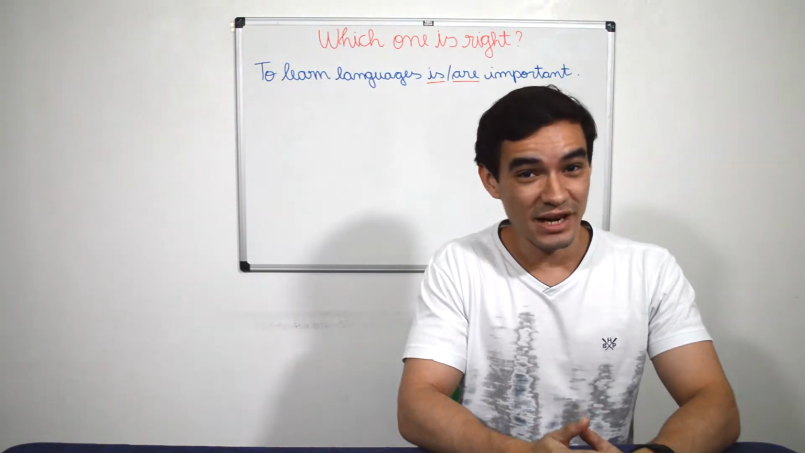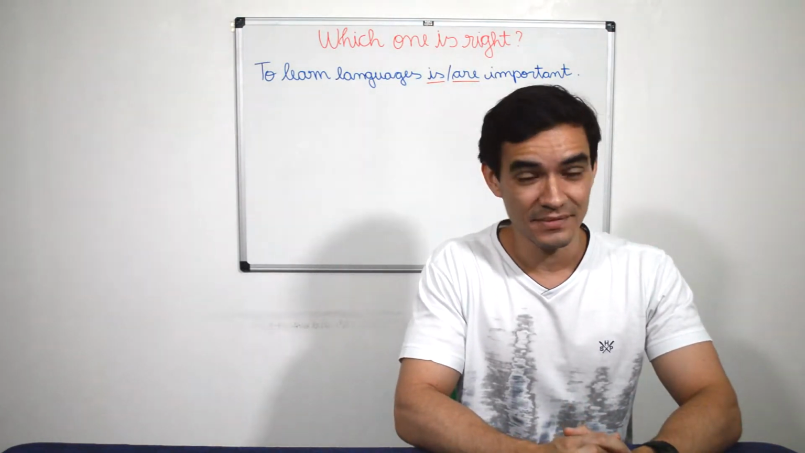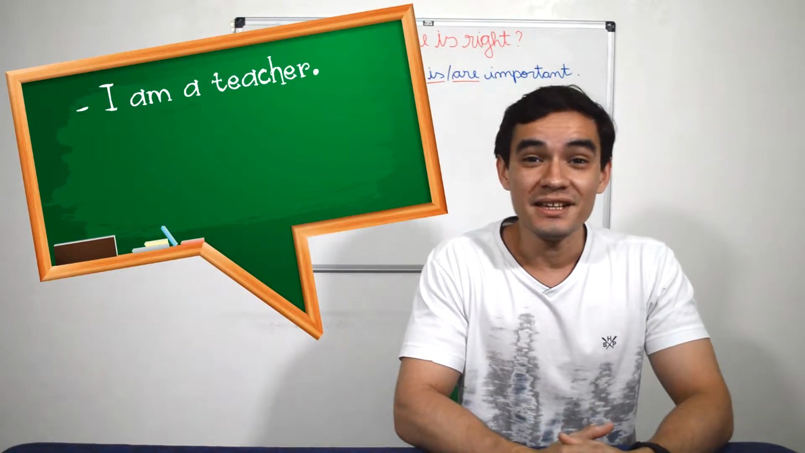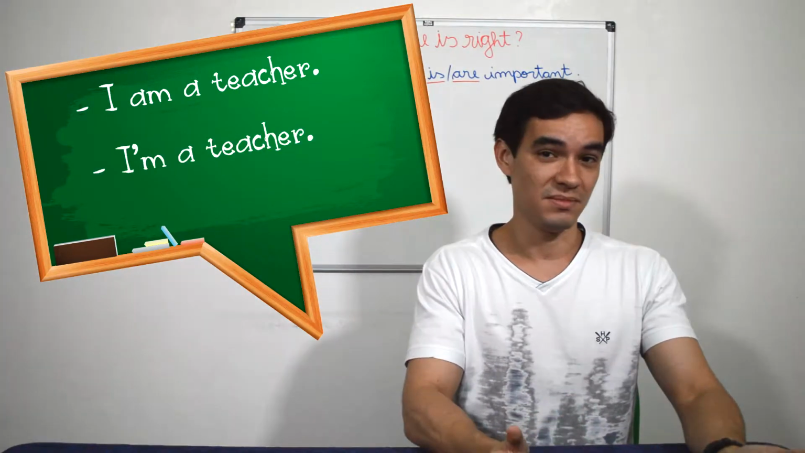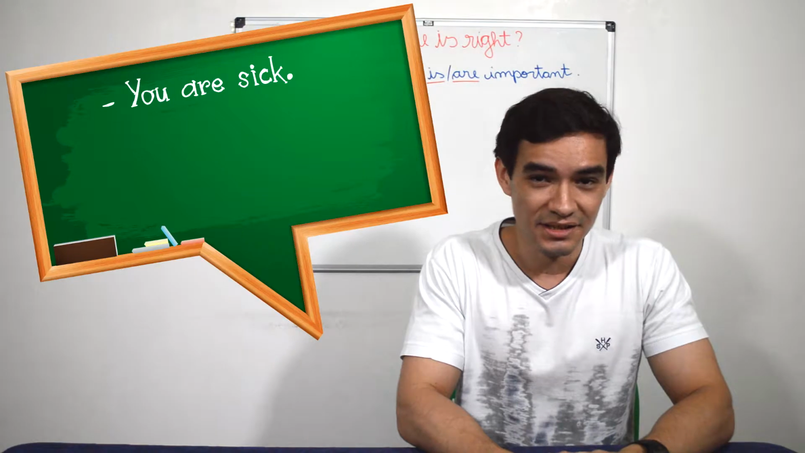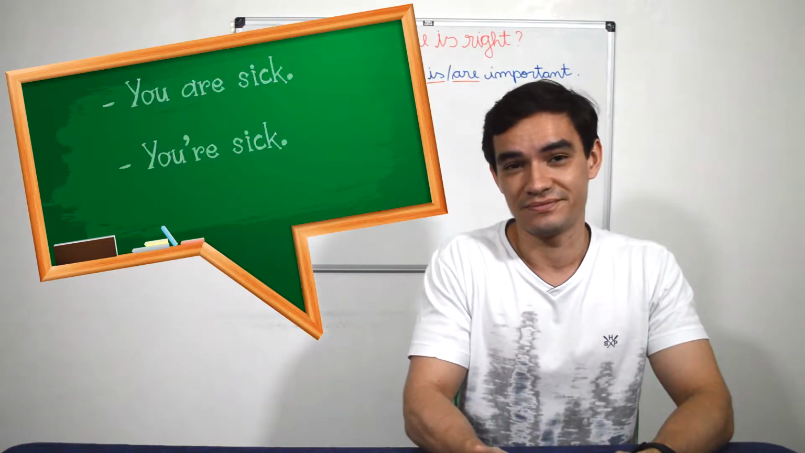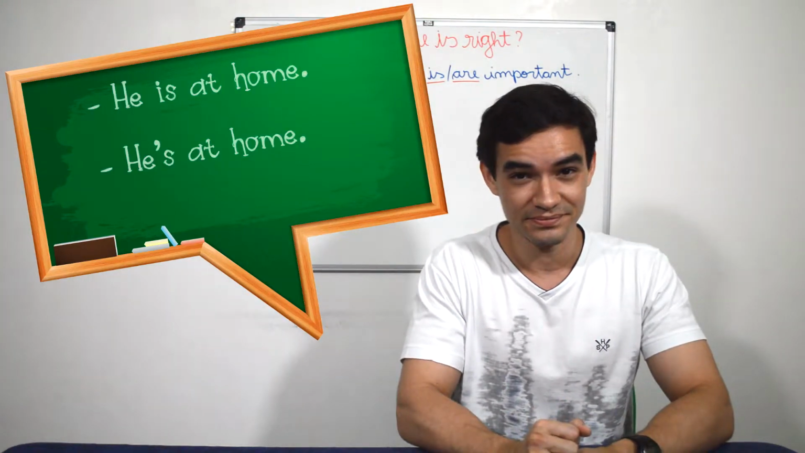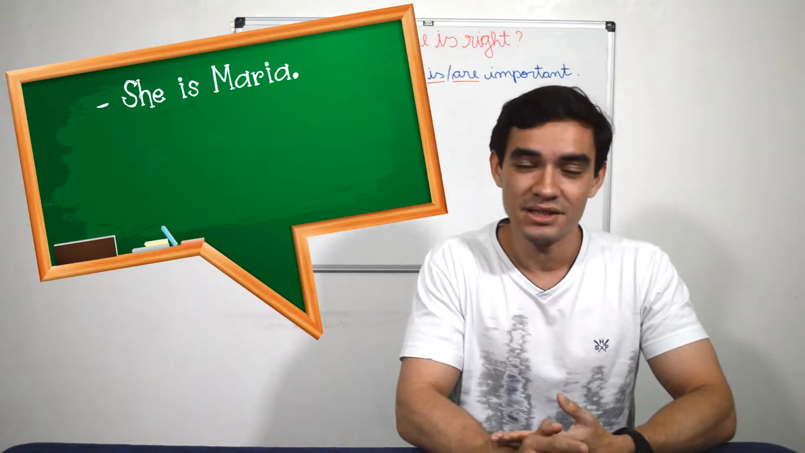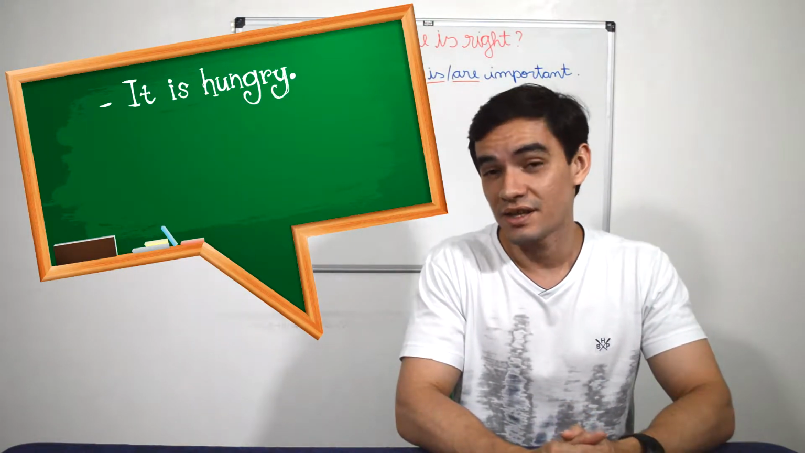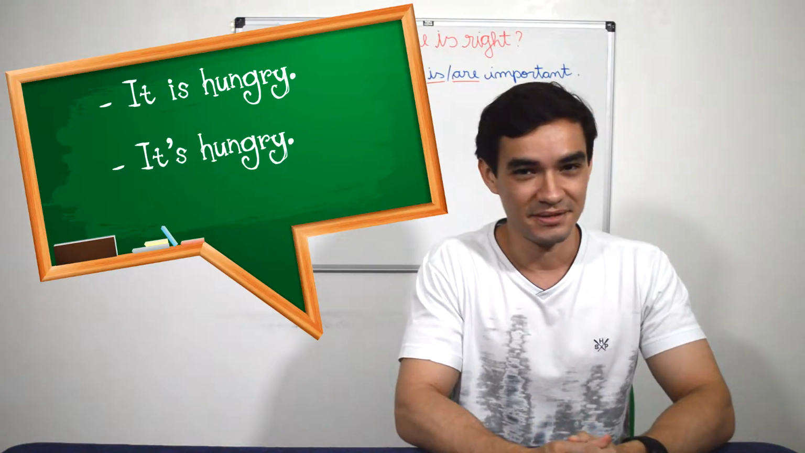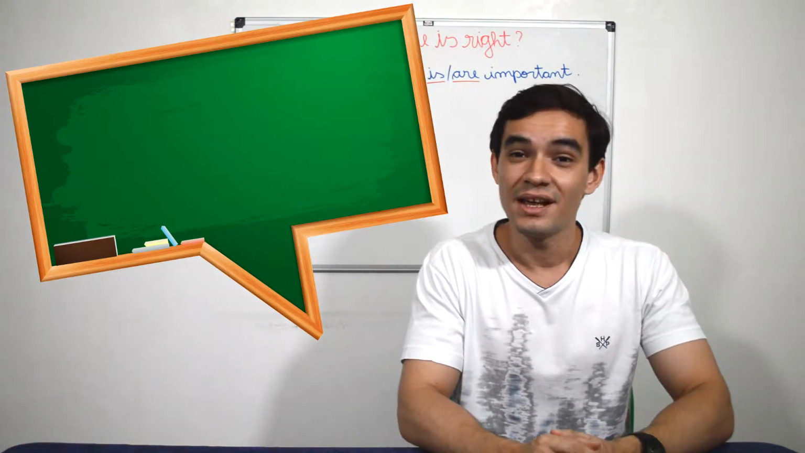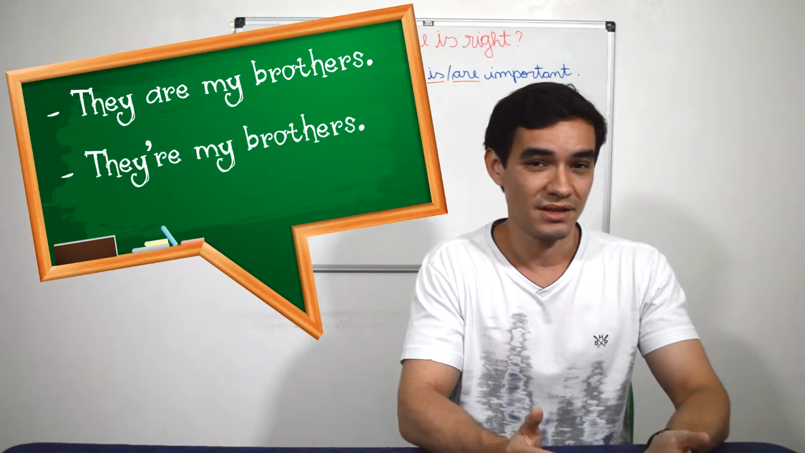Now, let's put this into practice using those examples we had given. Listen well and speak with us to practice, okay? I am a teacher can also be said, I'm a teacher. You are sick can also be you're sick. He is at home can also be he's at home. She is Maria can be she's Maria. It is hungry can be it's hungry. We are Brazilians can be we're Brazilians. And they are my brothers can be they're my brothers.